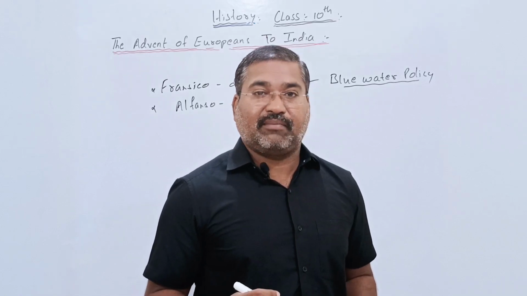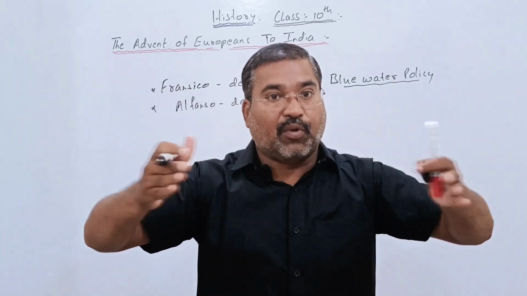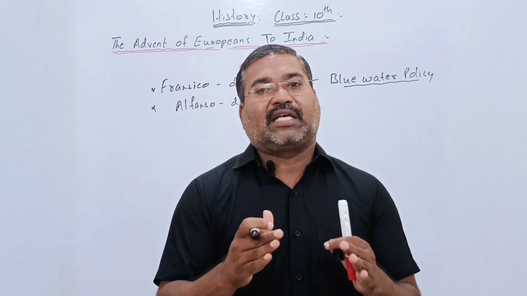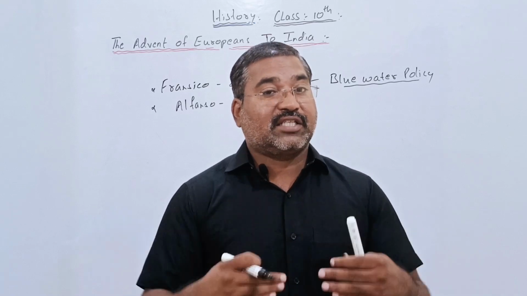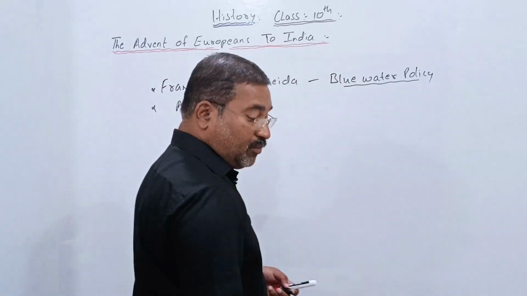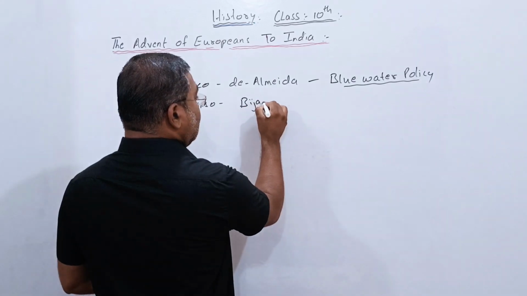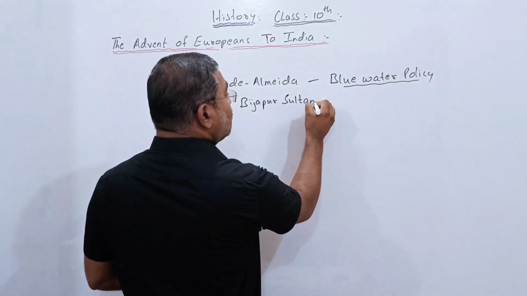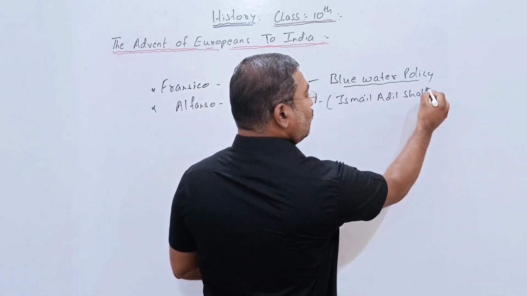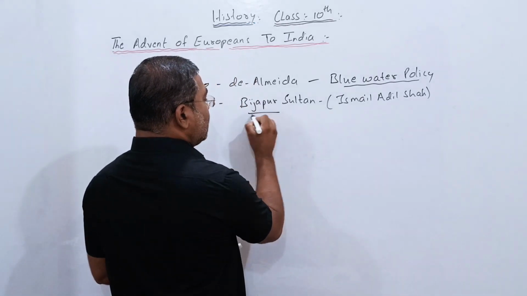As soon as Alfonso de Albuquerque came to India, he went for the expansion of Portuguese trade as well as expansion. One, trade, vyapar, as well as expansion. Okay, and in this expansion, what we have seen is that he also came into conflict with the Bijapur Sultan, called Ismail Adil Shah, who was ruling the place called Bijapur.